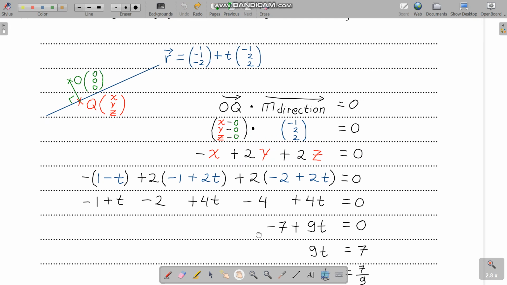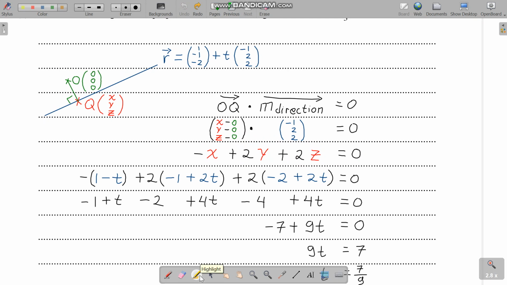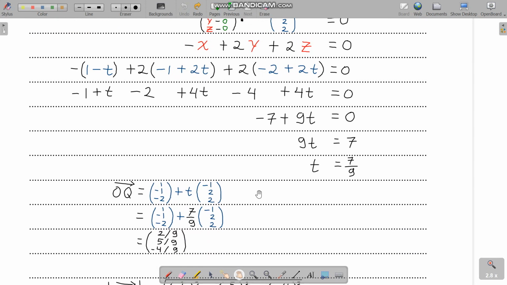We cannot solve this. That's why we use the fact that this point lies on this line, which means we can replace x with 1 minus t, the y with -1 plus 2t, and the z with -2 plus 2t. So that's exactly what we're doing. We replace x with 1 minus t, y with -1 plus 2t, and z with -2 plus 2t. Now we have an equation in one unknown, one variable t. We can solve for t.